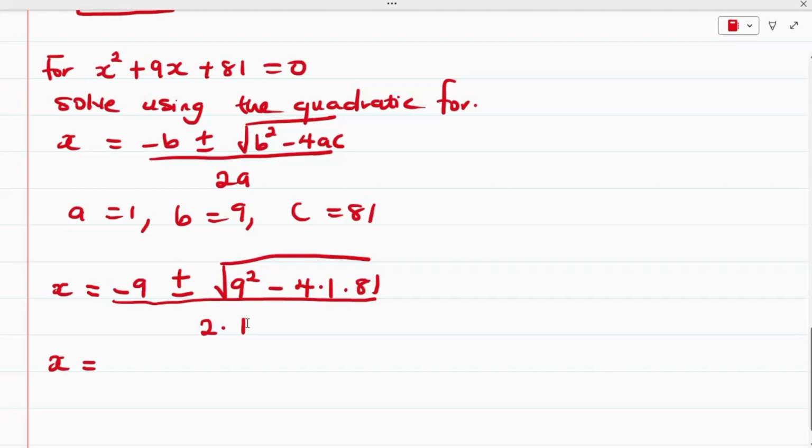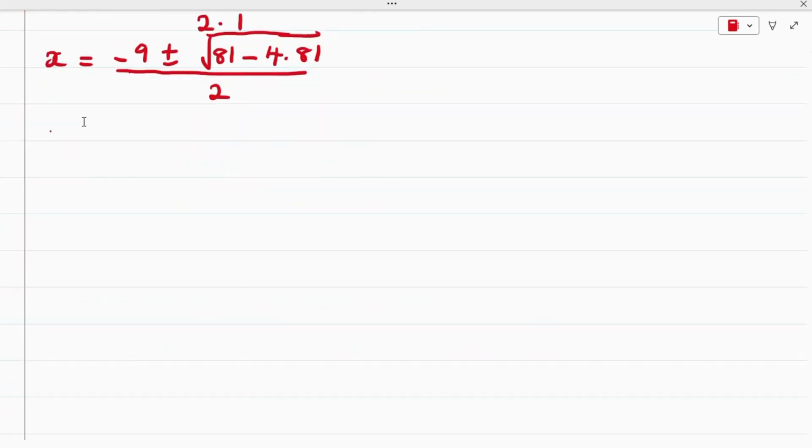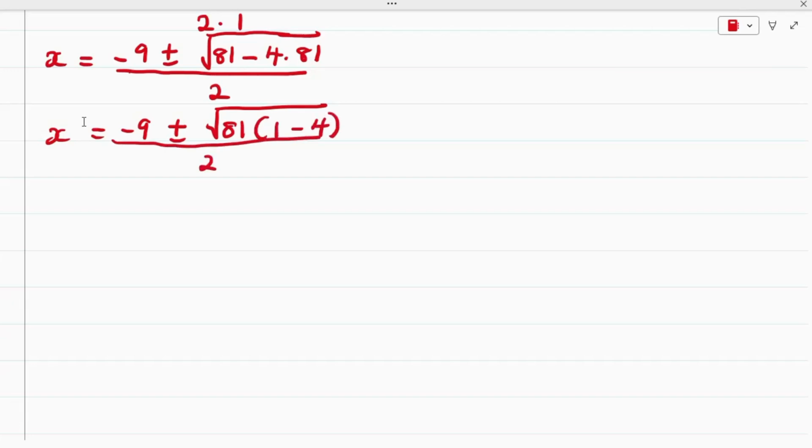So x is equal to minus 9 plus or minus the square root of 9 squared is 81 minus 4 multiplied by 1 is 4, multiplied by 81, over 2. Alright? So from here we have that x is equal to minus 9 plus or minus the square root. Now from the square root we want to simply factor out the common term, which is 81. So we have 81 into 1 minus 4, divided by 2. So we have x is equal to minus 9 plus or minus the square root of 81 into, now 1 minus 4 is going to give us minus 3, divided by 2.